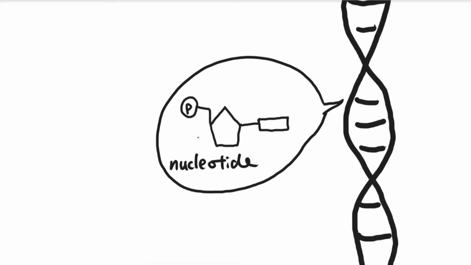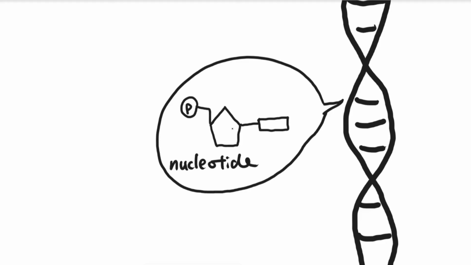So the monomer nucleotide is made up of 3 parts. We've got the base, which is represented by the rectangle on the right, and then the pentagon in the middle is showing a pentose sugar made up of 5 carbons, and then finally we've got a phosphate group attached to it as well. So a nucleotide is made up of these 3 different parts.